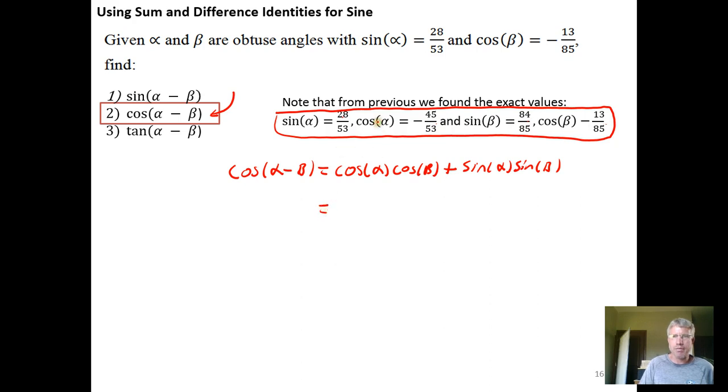And then it's just a matter of going in and plugging in the values that we already calculated. Cosine of alpha is negative 45 over 53. Cosine beta is right here. It's negative 13 over 85. Plus sine alpha we already calculated. It's 28 over 53 times sine of beta, which we already calculated to be 84 over 85. And then it's just a matter of multiplying these two numbers together to get your common denominator.